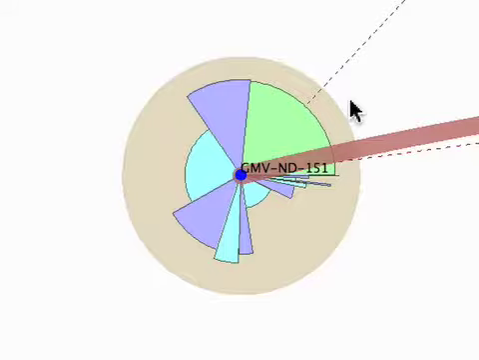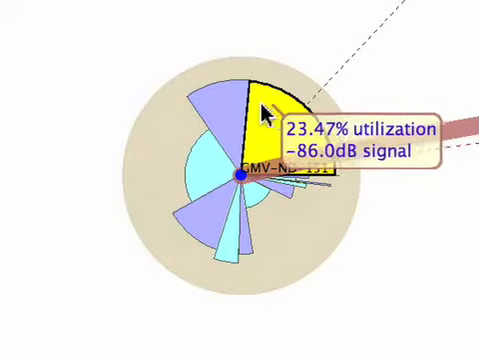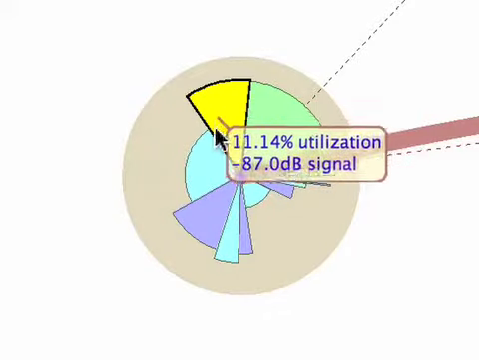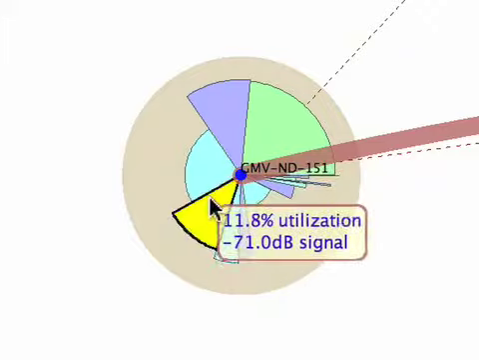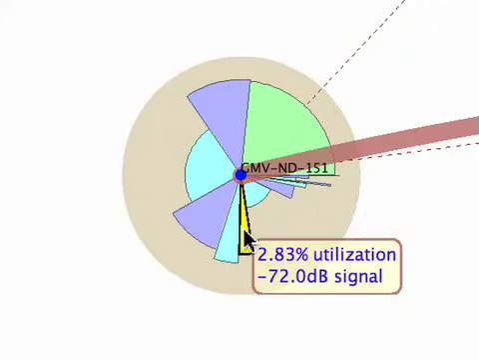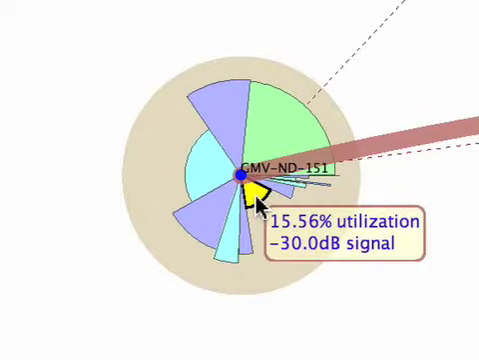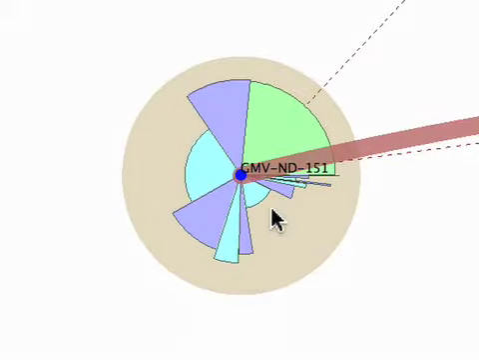If you hover over each client sector, you can see the MAC address of the client and the utilization and signal strength values. The halo around the router represents external interference, which is the number of clients which are interfering with the router and are not part of the network.